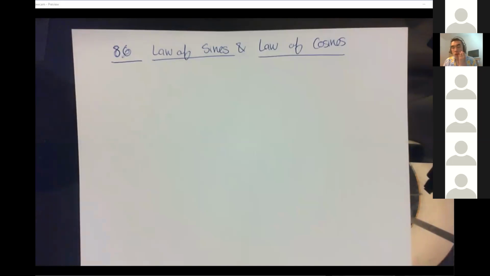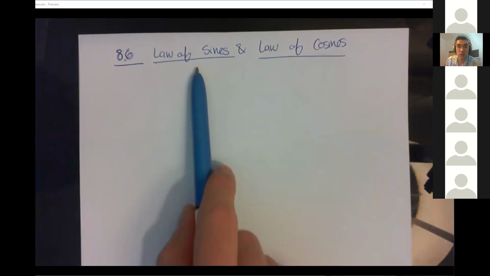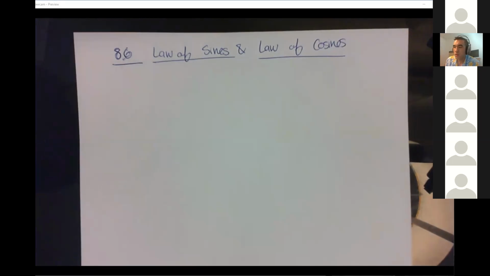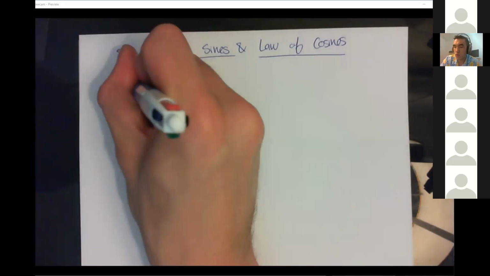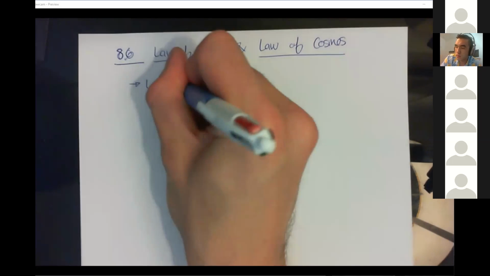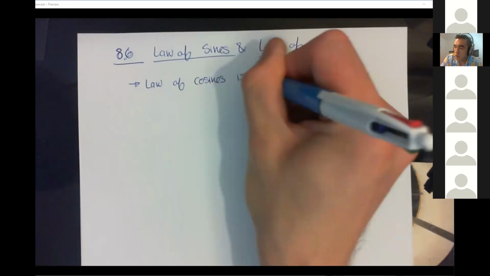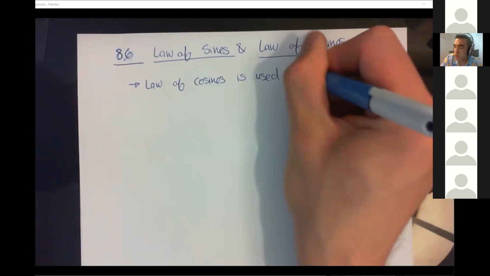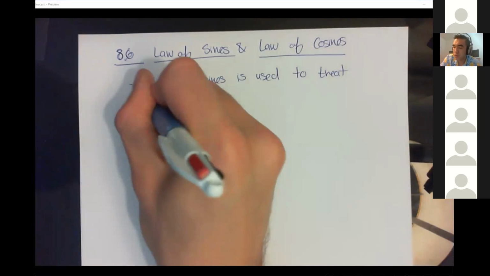Okay. And so today we're going to do law of sines and cosines. Last week on Friday, we did the law of sines part just because there's a lot of notes here to deal with. Today we're going to do the law of cosines. And here's how you know that you need to use the law of cosines. The law of cosines is used to treat oblique triangles.